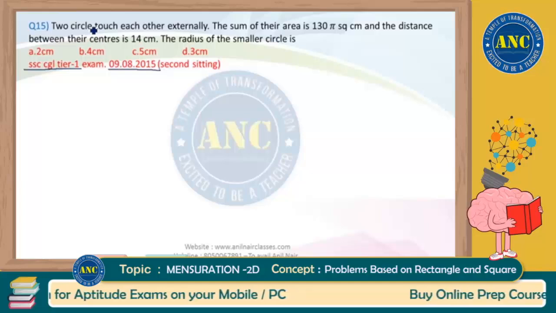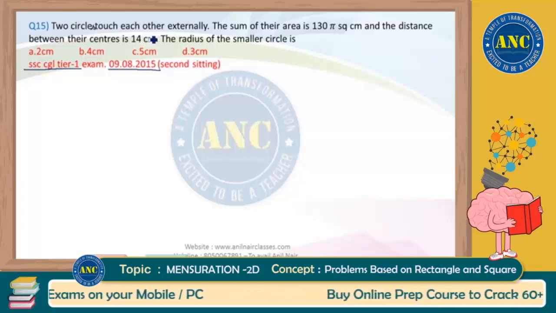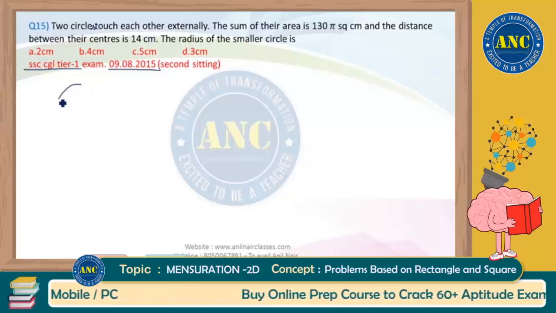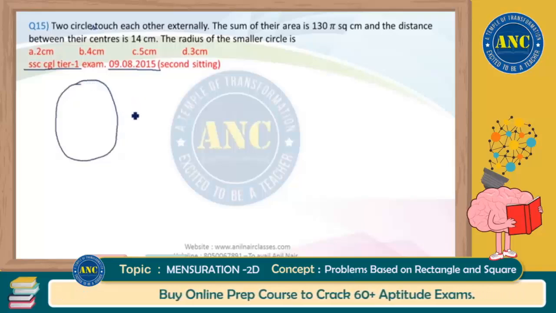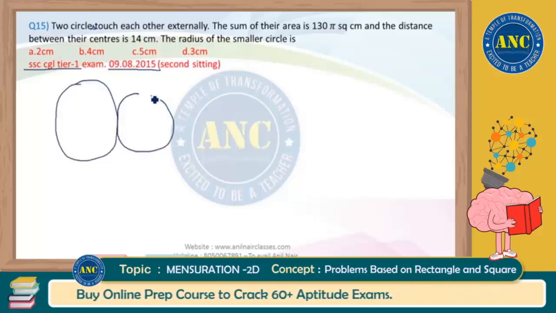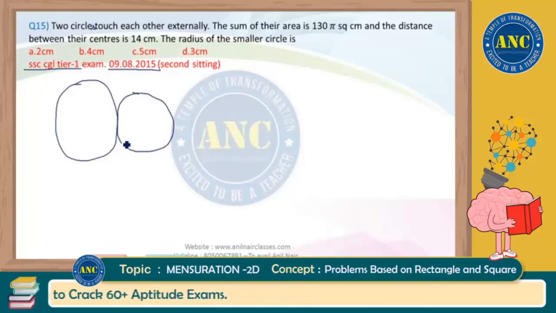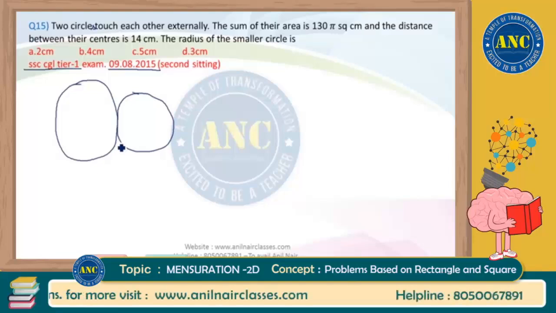Your question is, two circles touch each other externally. Okay, let us write two circles initially. This is circle 1. This is circle 2. Diagram not drawn to the scale. Too much worryment is also not required. Forget about diagram drawing to the scale. So there are two circles touching externally. The sum of their area is 130 pi square centimeter and the distance between their centers is 14 centimeters.